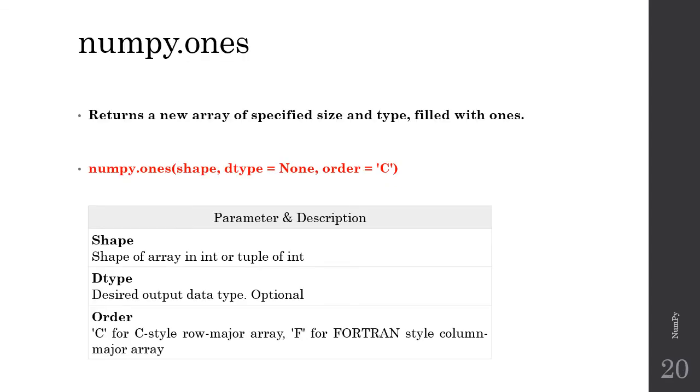We will see one more method of array creation in this lecture, that is the ones method, numpy.ones. It will return a new array of specified size and data type, but the elements are filled with the value 1. The parameters to this ones method are shape, dtype and order, as in the case of the zeros and empty methods. Shape specifies the shape of the array, either an int or tuple of ints. dtype is the desired output data type. Order: C for row-major array, F for column-major array.